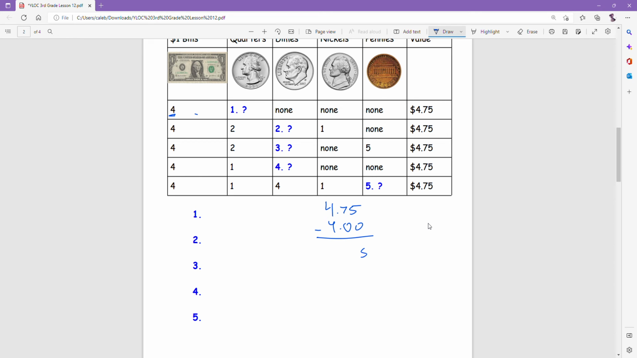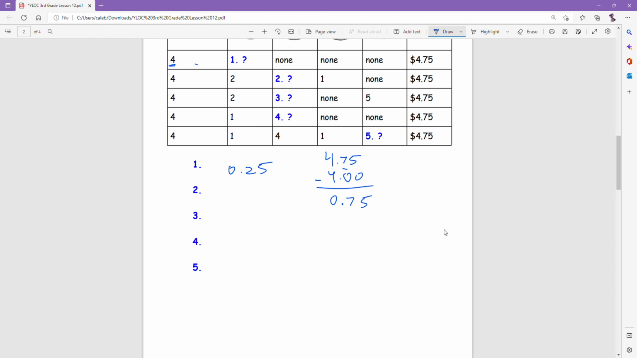5 minus 0 is 5. 7 minus 0 is 7. We're going to bring the point down. 4 minus 4 is 0. So we have 75 cents. But to find the amount of quarters, we know that quarters are 25 cents each, so 0.25. And what we're actually going to have to do is divide this amount by the cost of the coin. So we have 0.75 divided by 0.25.